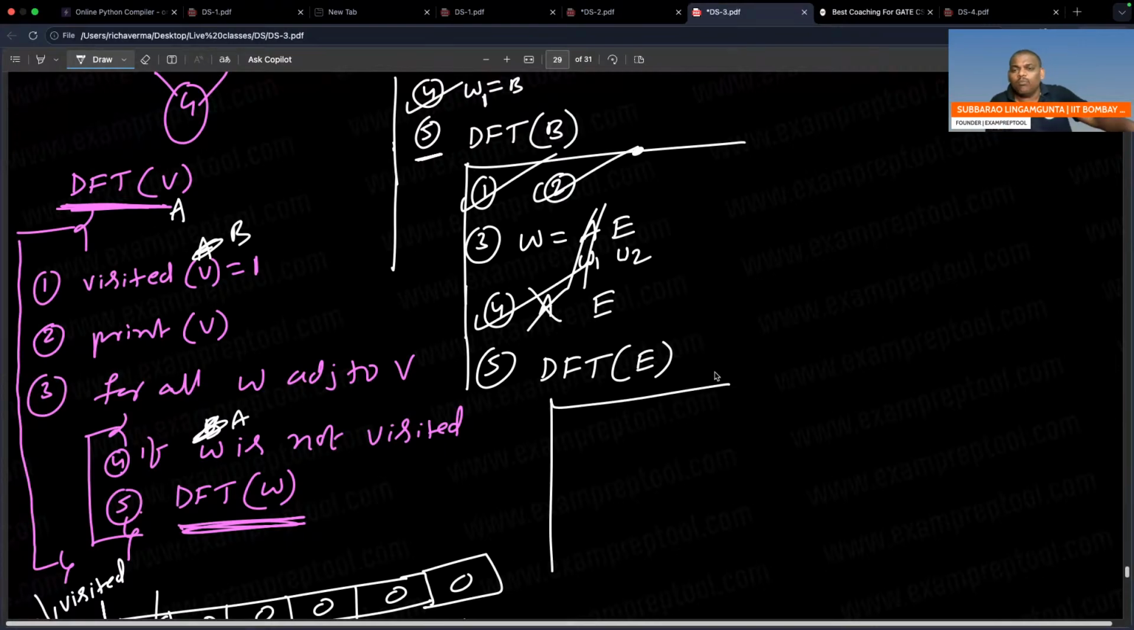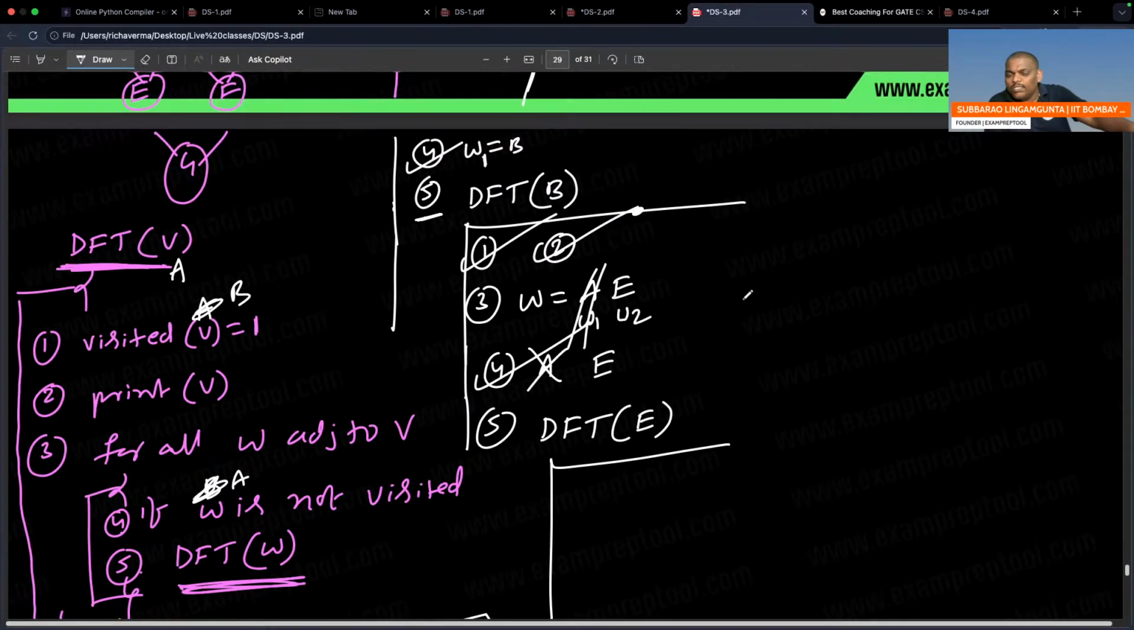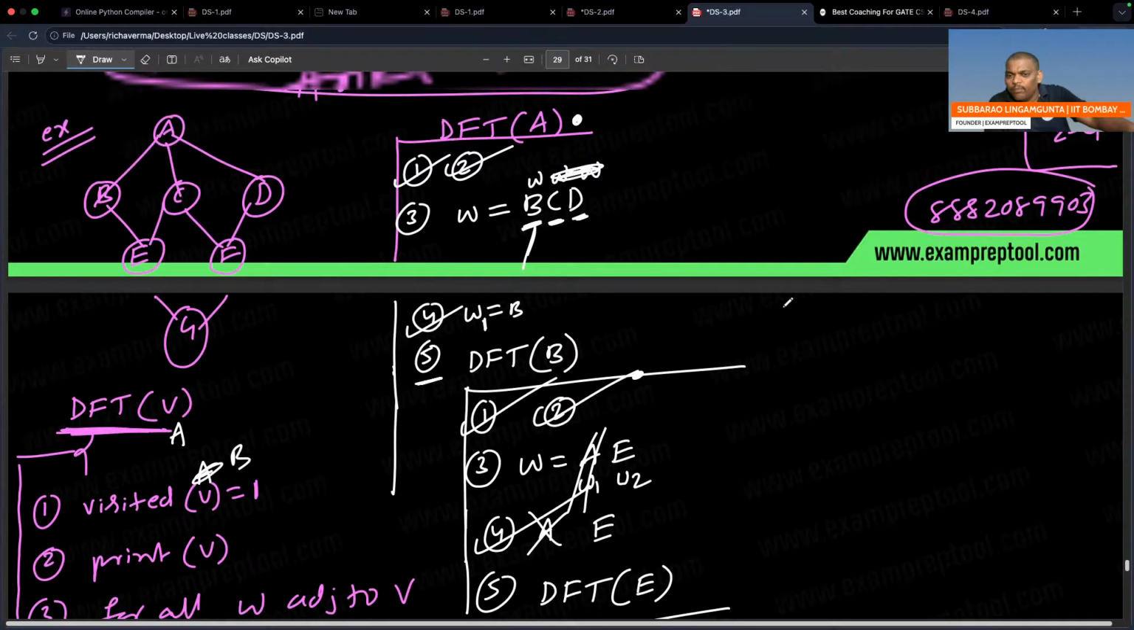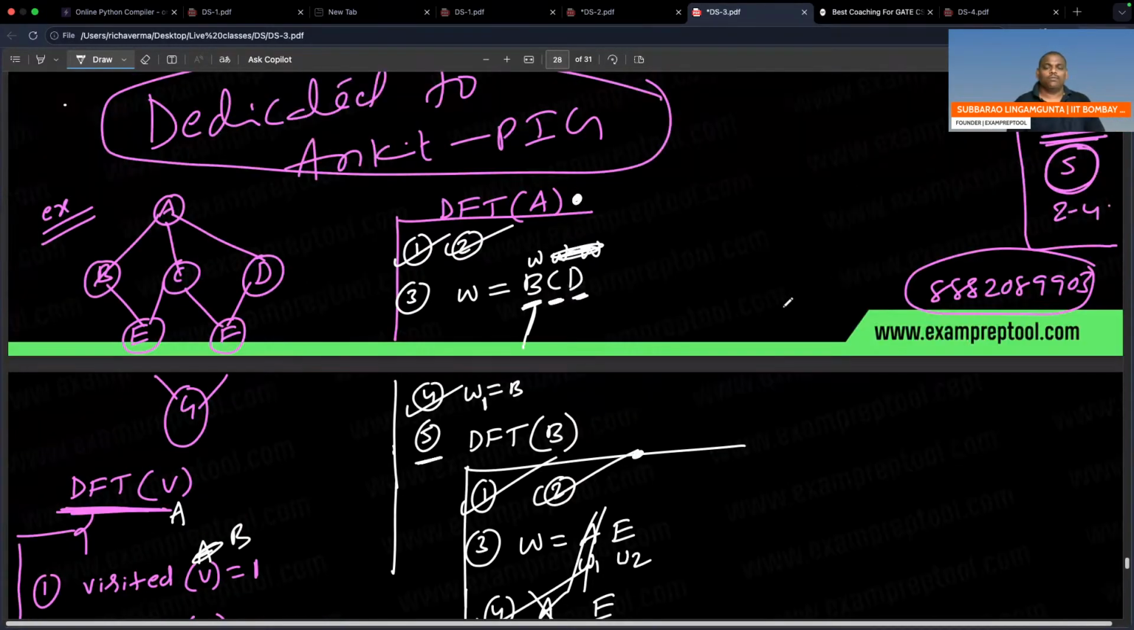Now it's a correct time to ask you, who is the first person called? I want answer from all of you. Who is the first person called? What is the first function called? DFT of A. Am I right? First person called, DFT of A. Remember, called means push also, visited of that person also 1 and print also. Am I right? When you call, it will push also.